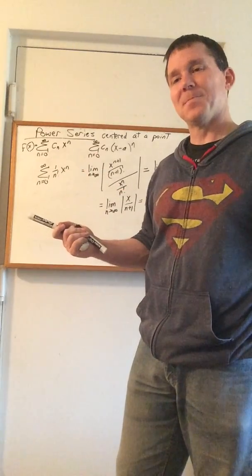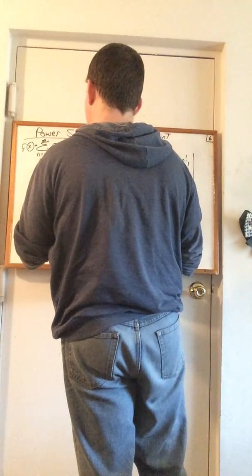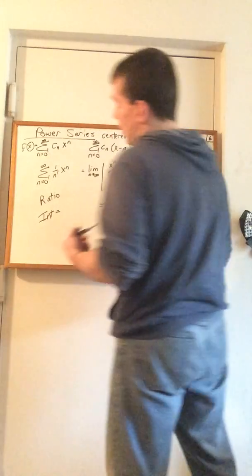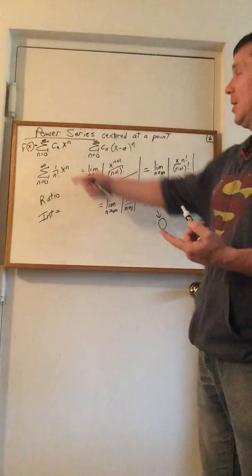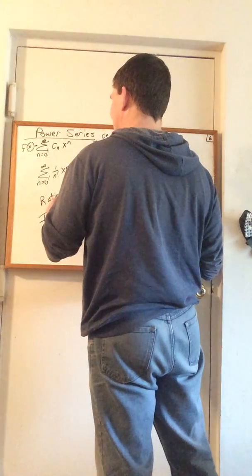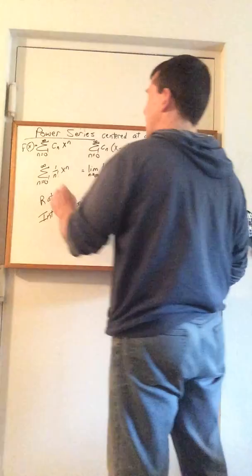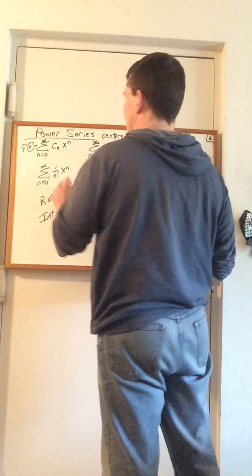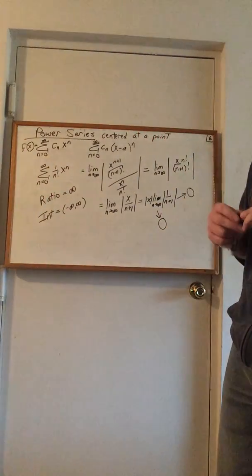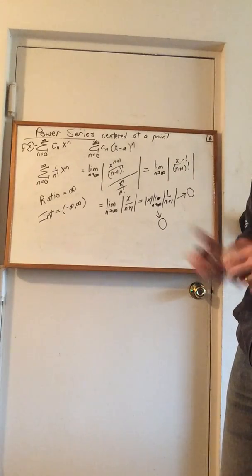It'll converge. Which means in this case, if I want to find my radius of convergence or my interval of convergence, what x's does it converge for? Well, every x will give me a limit of 0, so it converges for all x's. So the interval is negative infinity to infinity. The radius is infinity, which for the purposes of this is completely fine. That just means it converges everywhere.